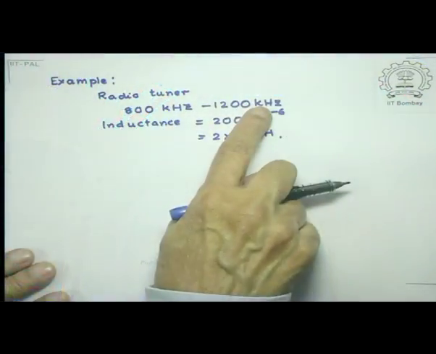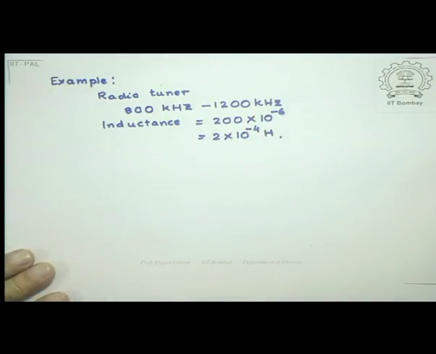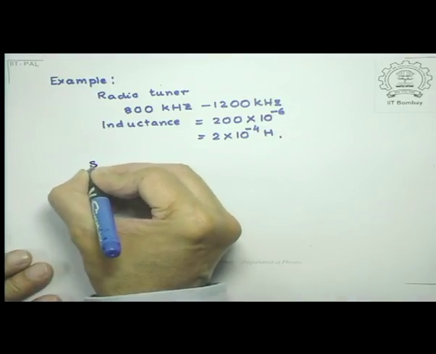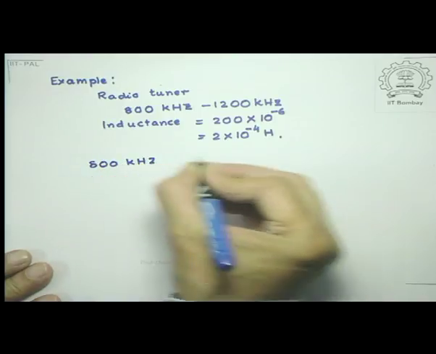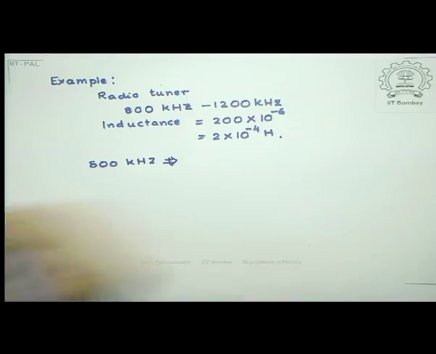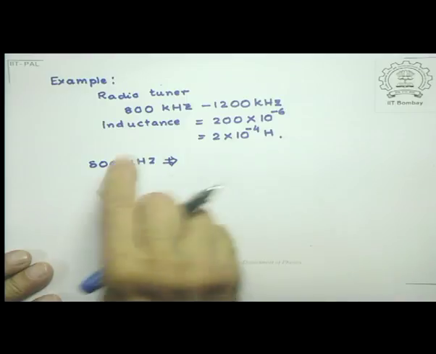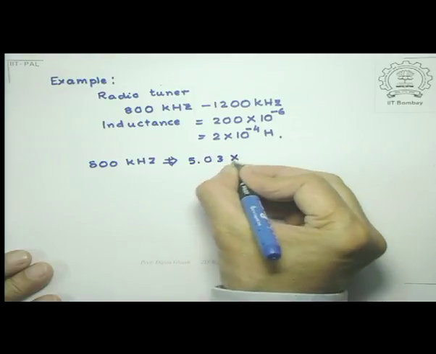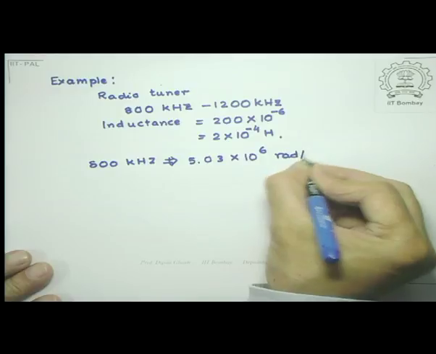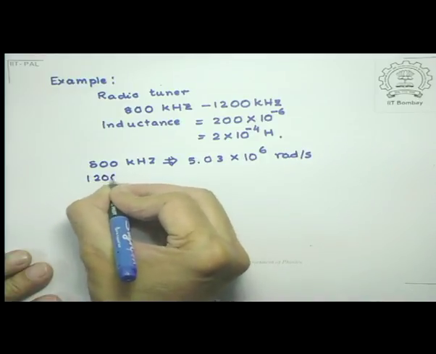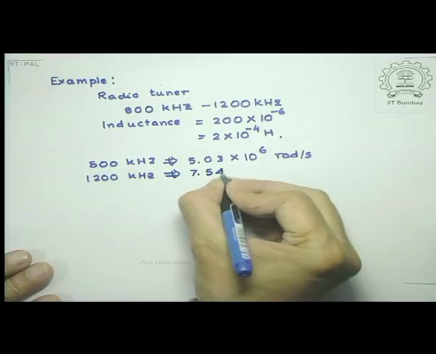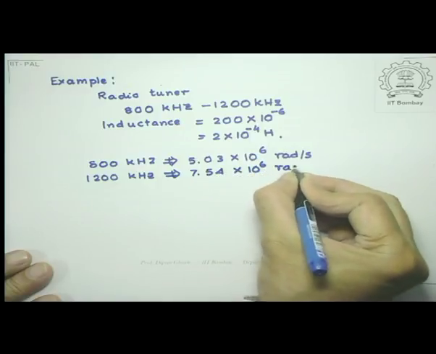So let's look at that. Remember, these are linear frequencies f. So I first need to convert them to the angular frequency. So corresponding to 800 kilohertz, multiplied by 2 pi, so 2 pi into this kilohertz, already 10 to the power 3 is there. So this is 5.03 into 10 to the power 6 radians per second. And corresponding to 1200 kilohertz, multiplication by 2 pi will tell you this is 7.54 into 10 to the power 6 radians per second. So these are omega values.